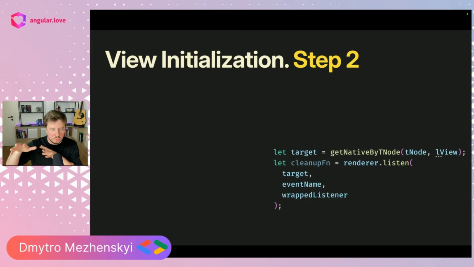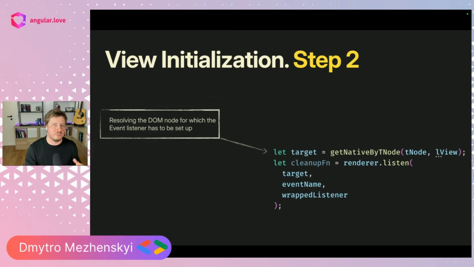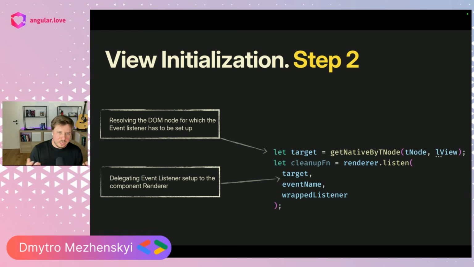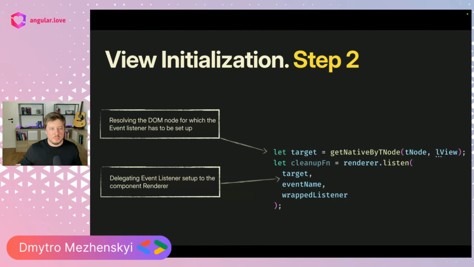and we have to resolve the target, meaning that we have to resolve the DOM node where the event listener has to be attached. And then, since we already resolved the renderer, we have everything to delegate the event listener setup to the renderer. And this is what a renderer is supposed to do.